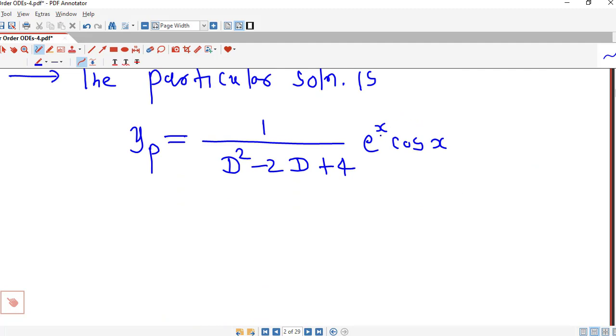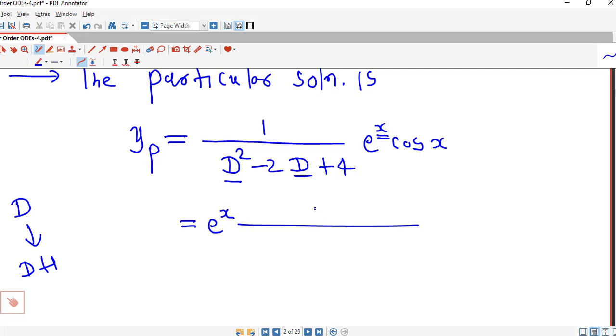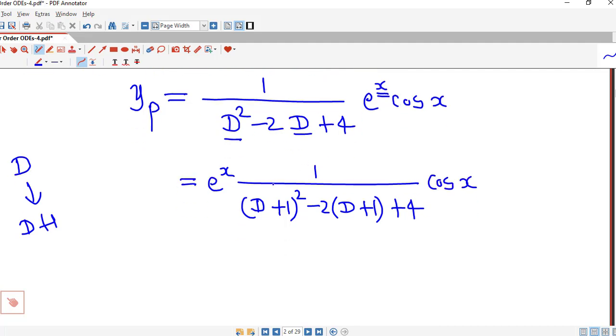So here the coefficient of x is 1. So in this function of D we will replace D by D plus 1, and we will take this e raised to x outside, and here we replace D by D plus 1: D plus 1 square minus 2 times D plus 1 plus 4, and cos x as it is. So here replacing D by D plus 1. Now we simplify all these things.